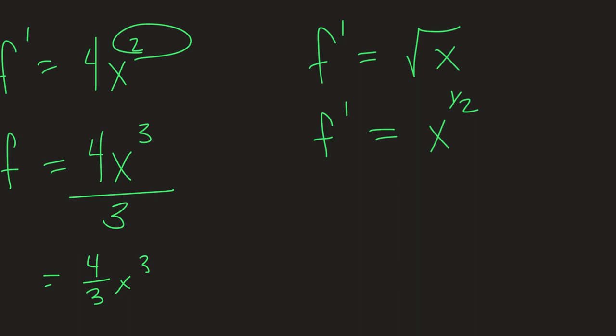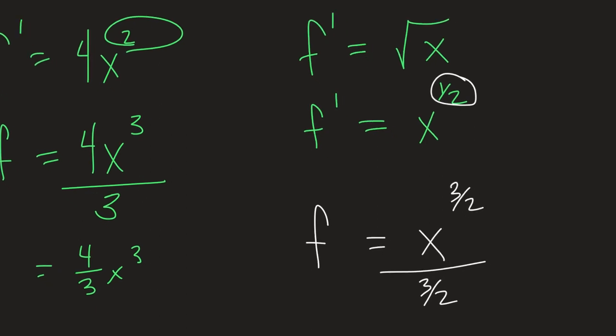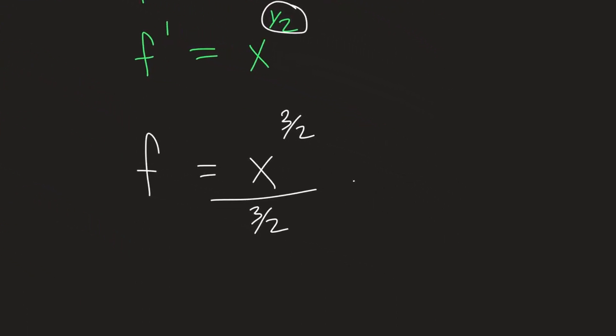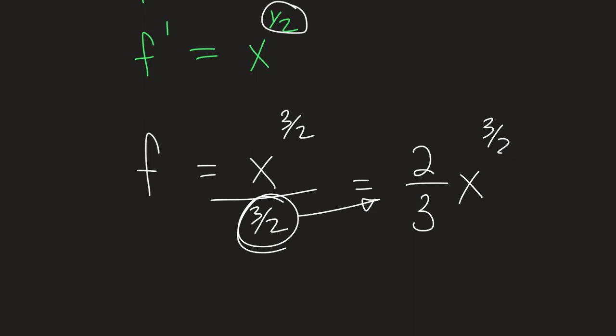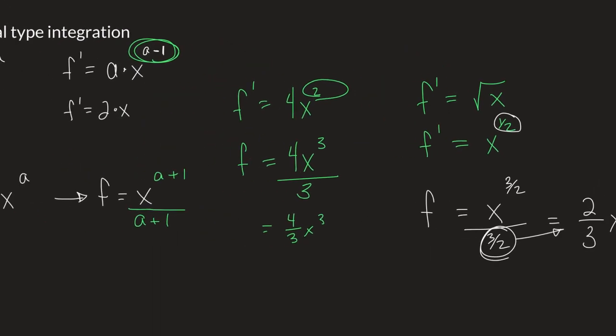Applying our rule, we're going to add 1 to our power. So 1/2 plus 1 is 3/2, and we divide by 3/2. Now hopefully we all learned in the 5th grade that whenever we divide by a fraction, that's the same as multiplying by the reciprocal. So I take my 3/2 and reciprocate it to 2/3 times x to the 3/2 power. Hopefully that's some pretty basic stuff, and your brain is getting in tune with this rule.